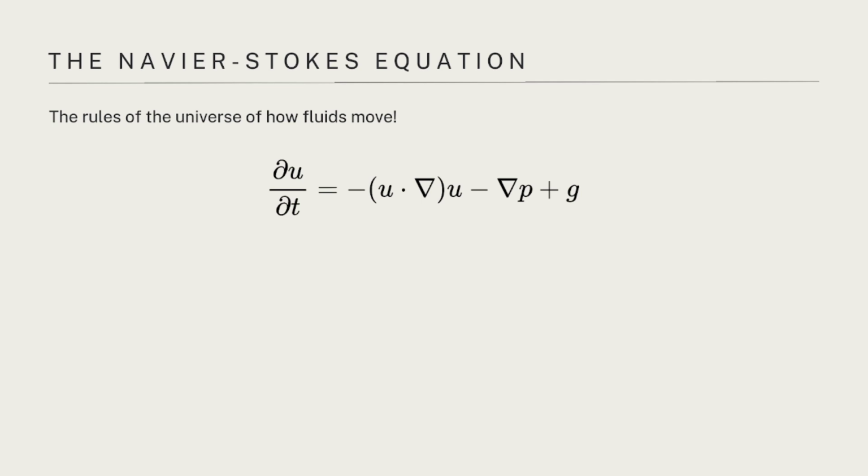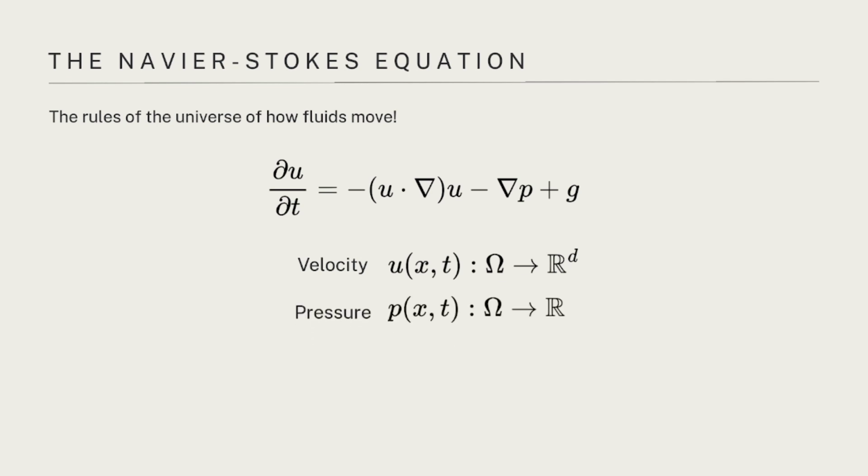The Navier-Stokes equations are basically the rules of the universe for how fluids move. It looks like this, but let's break it down like a recipe. U is the velocity, it's how fast the fluid is moving. P is the pressure, that is the quantity that pushes fluids around. And G is any external force like gravity if they apply.